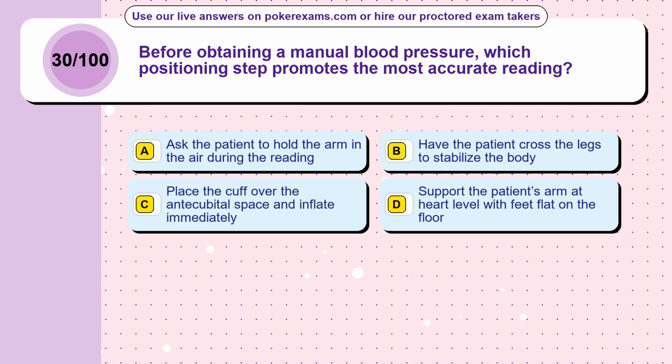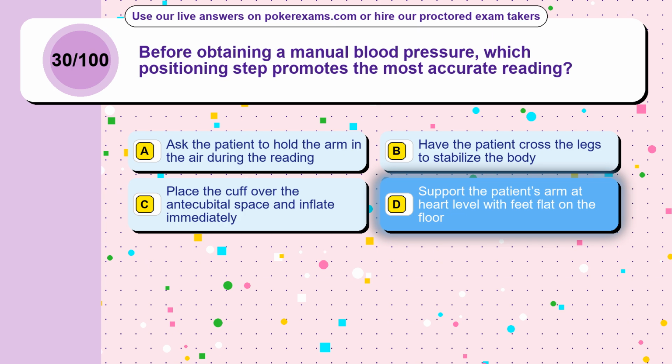Question 30. Before obtaining a manual blood pressure, which positioning step promotes the most accurate reading? Option A. Ask the patient to hold the arm in the air during the reading. Option B. Have the patient cross the legs to stabilize the body. Option C. Place the cuff over the antecubital space and inflate immediately. Option D. Support the patient's arm at heart level with feet flat on the floor.